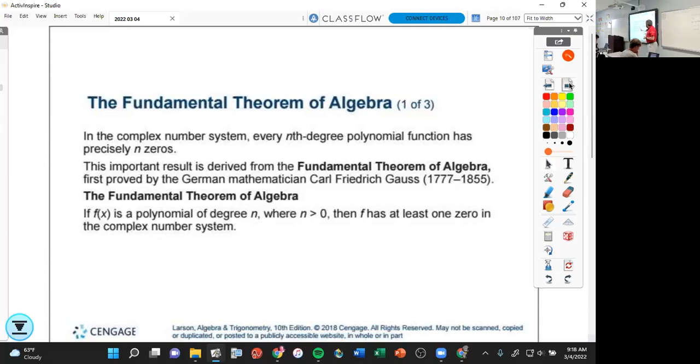The fundamental theorem of algebra came from this German mathematician named Gauss. If f of x is a polynomial of degree n, where n is greater than 0, f has at least one zero in the complex system. That's all there is to that.